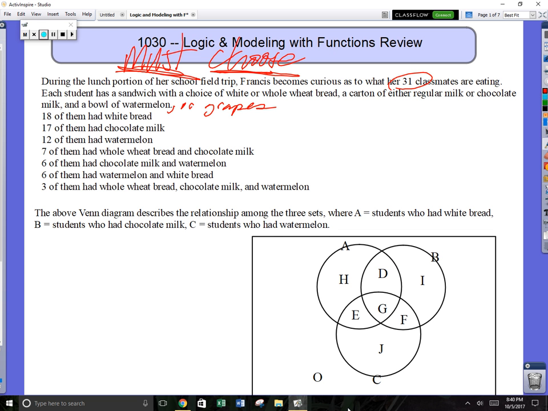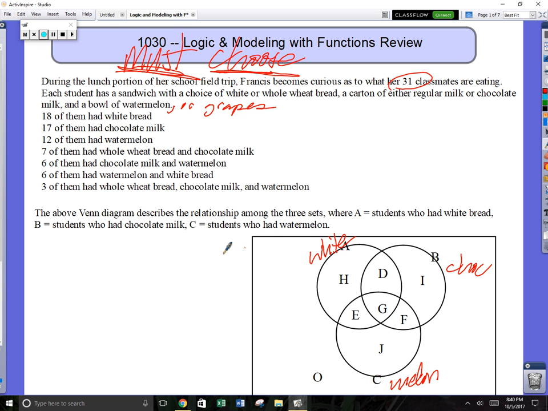So it's going to look like this on the test. Then they start giving you all this data. This was the bread. A is the bread. This is white bread. And B is chocolate milk. And then set C is going to be the melon.